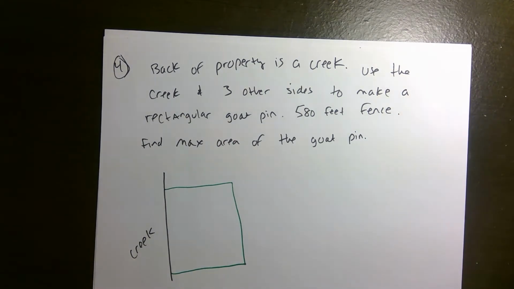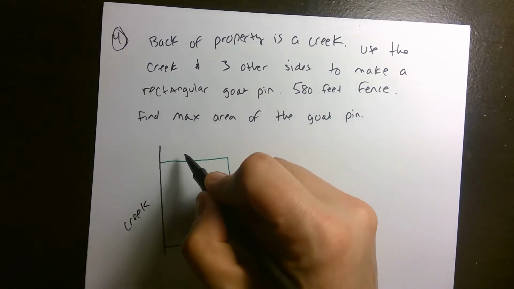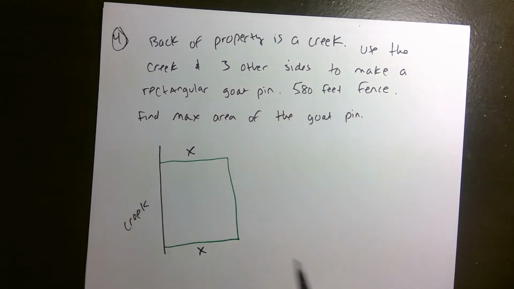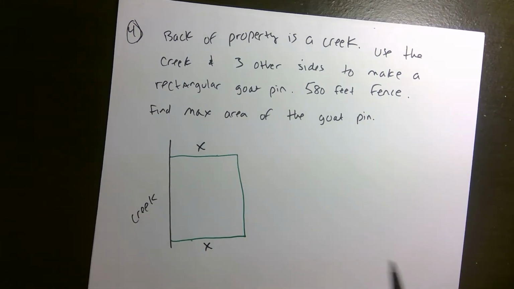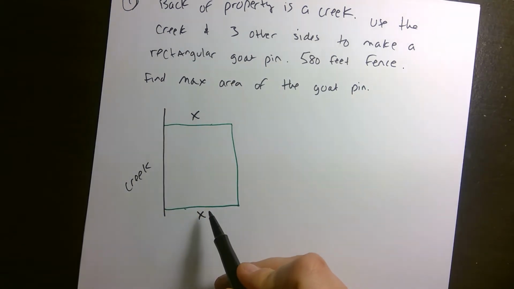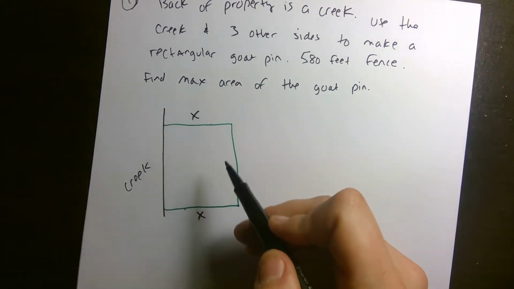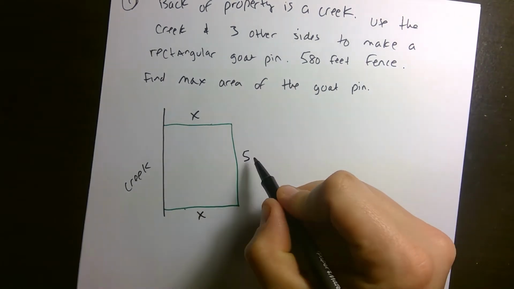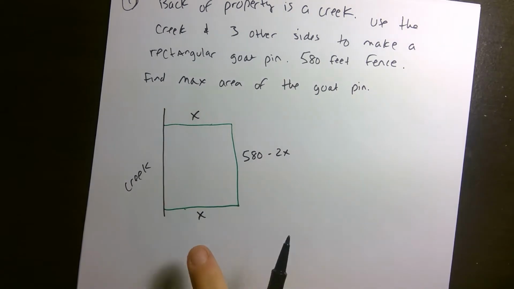Well, I know that I have 580 feet. I also know that if I draw a rectangle, this side and this side are going to be the same length. So however much fence I use over here, I have to use that same amount of fence here. So let's say I use X feet here and X feet here. Well, what does that leave me with? If I had 580 and I used X here and X here, this guy, whatever his actual length is, is going to be 580 minus 2X because I'm subtracting the pieces that I've already used.